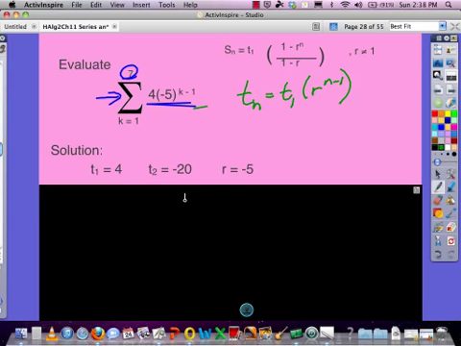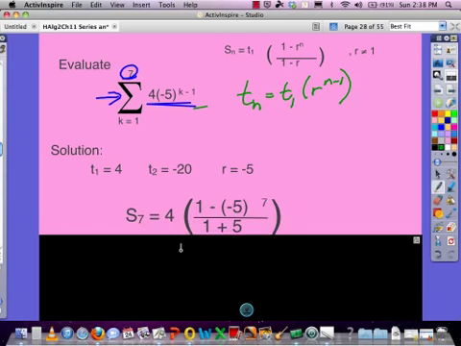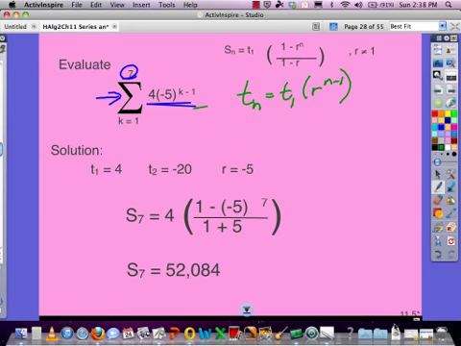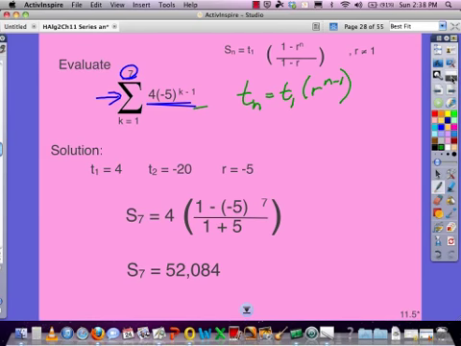And now we can put it right into our summation equation. S sub 7, how many terms we're looking for, has to equal that first term, times 1 minus our rate, which is also a negative, to the power of 7 in this case. And then 1 minus a negative 5 on the bottom would turn into 1 plus 5. Continue doing that arithmetic, slowly and surely. You will get down to an answer of 52,084. So in this case, those 7 terms, even though you couldn't see any of them in that original problem, would add up to be 52,084.